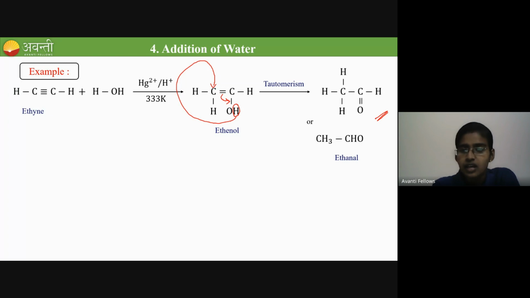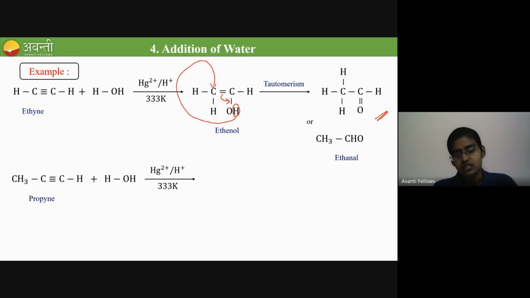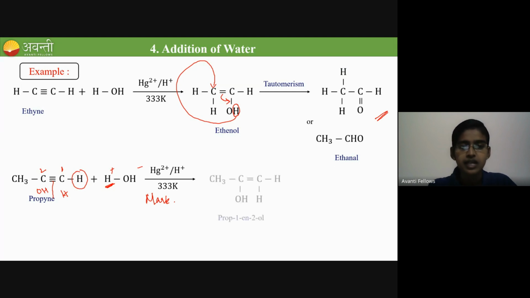Is this clear? I'll show you one more example. I'll take propyne. If I want to add water to this propyne, what do I have to do? For propyne, we have to follow Markovnikov addition, right? Because propyne is not symmetrical. It is an unsymmetrical system. So break the bond, this is H plus and OH minus. H has to go to the carbon which has more hydrogens. If this is carbon 1 and this is carbon 2, carbon 1 has 1 hydrogen, carbon 2 has 0 hydrogen. So the hydrogen of the adding molecule has to go to the triple bonded carbon which has more hydrogens, and the negative part has to go to the carbon which has fewer hydrogens. This is how we add and get the product.